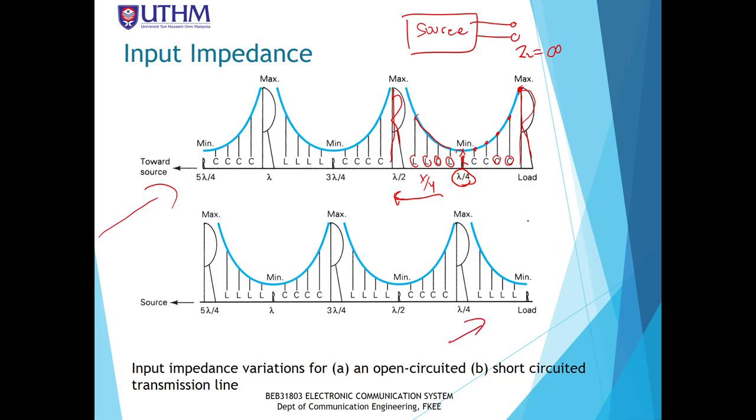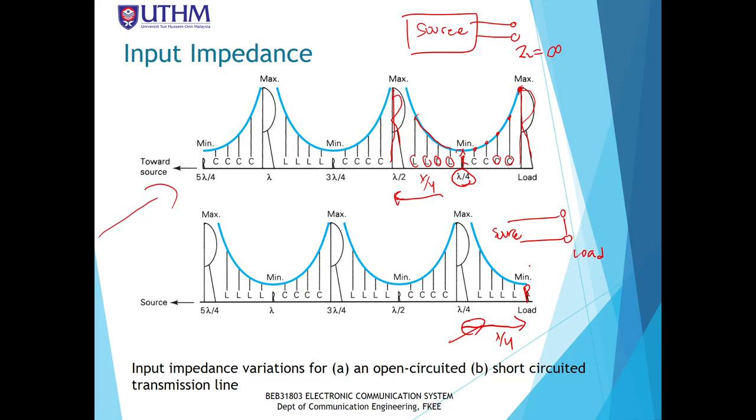During short circuit like this. So this is the source. So this is the load. Okay. So at the load side, during the short circuit, the transmission line will have the characteristic of minimum resistance. As we move lambda over 4 towards the source, the transmission line will behave as an inductance.